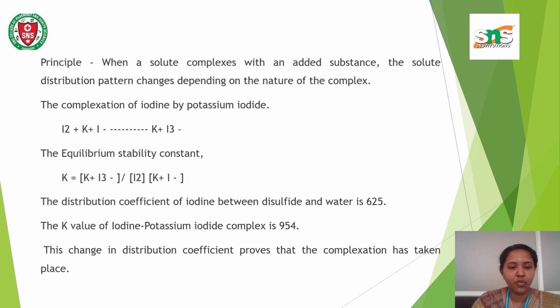The complexation of iodine by potassium iodide: I2 plus KI gives KI3, that is potassium plus triiodide. The equilibrium stability constant K equals KI3 divided by KI times I2. The distribution coefficient of iodine between carbon disulfide and water is 625. The K value of the iodine potassium iodide complex is 954. The change in distribution coefficient proves that complexation has taken place.